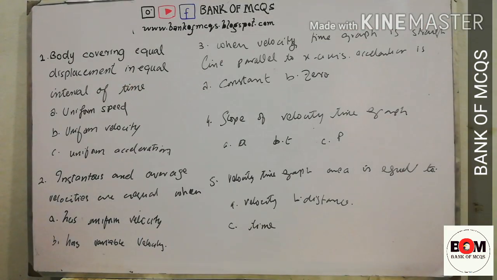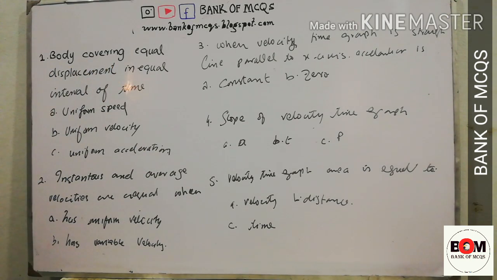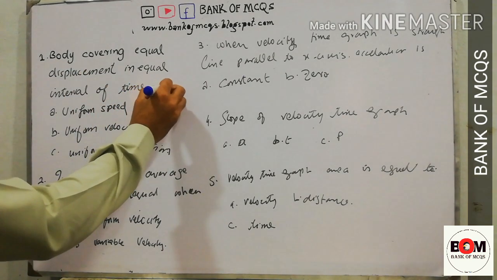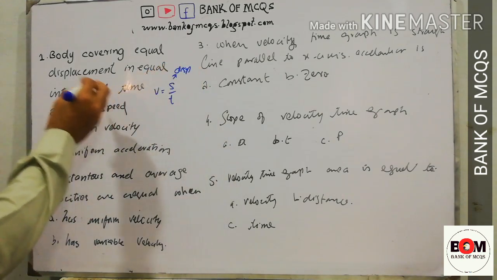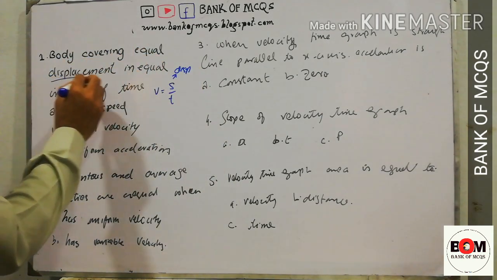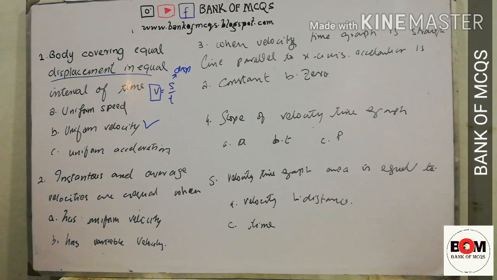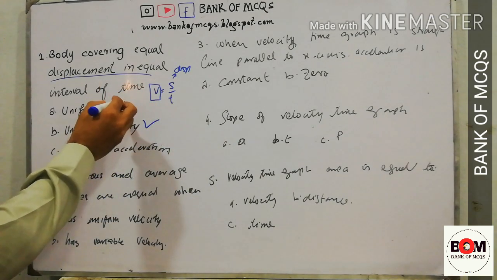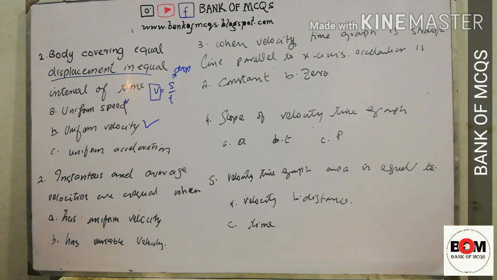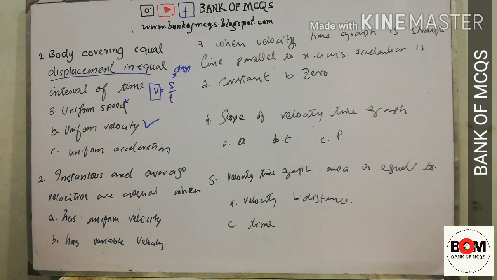MCQ number 1: a body covering equal displacement in equal intervals of time is called uniform speed, uniform velocity, or uniform acceleration. We know that V is equal to S divided by T, where S is displacement. When a body covers equal displacement in equal intervals of time, we call it uniform velocity. If it covers equal distance in equal intervals of time, that is the case of uniform speed. So in this case, it is covering equal displacement, so it is uniform velocity.